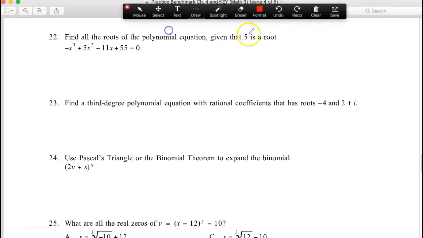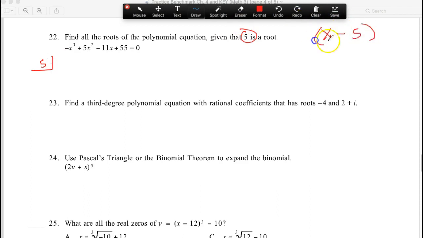So start there. If 5 is a root, that means I can divide that root out of here. So I'm going to divide 5 out. So if 5 is a root, that means I would have x minus 5 divided into this. So you could do polynomial long division, because if 5 is a root, that means 5 would work to make this 0. So x minus 5 would divide into this polynomial, or you could just take 5 and do synthetic division. So I'm going to go, synthetic division is quicker for me. So I'm going to go negative 1, and then my next term would be 5. My next term would be negative 11. My next term 55. Everything's in order. Check it. Descending order. Good.